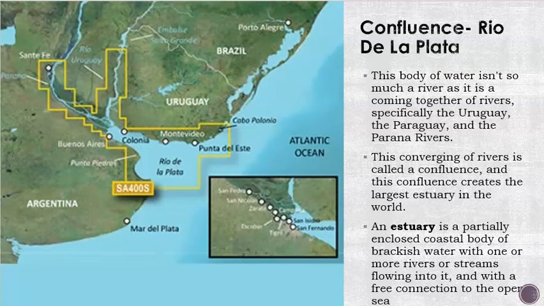Next up, we have the Rio de la Plata. This is important because this is a confluence where three major rivers in South America all converge and empty into what is known as the Rio de la Plata. The Rio de la Plata is considered an estuary, and an estuary is basically where fresh water meets salt water. So it's where the river water meets the water from the Atlantic Ocean. It is the largest estuary in the world.